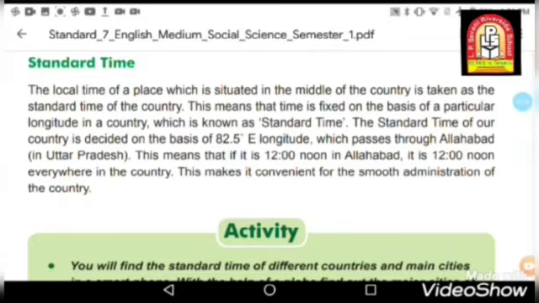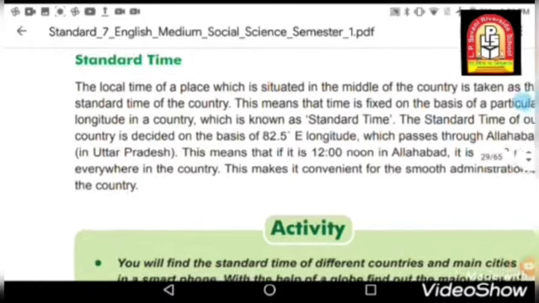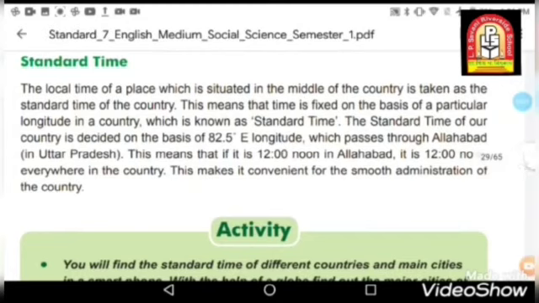So I'm going to explain to you about the standard time. How is the standard time of our India decided? This means that the time is fixed on the basis of a particular longitude in a country. So basically the time is decided on one particular longitude, and that longitude is to be followed by all the people of the country, which is known as the standard time.